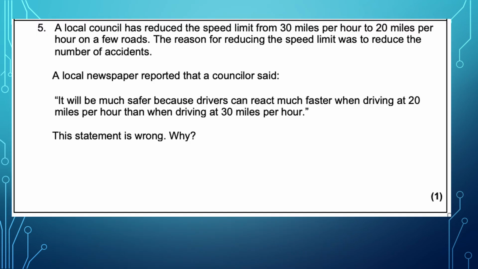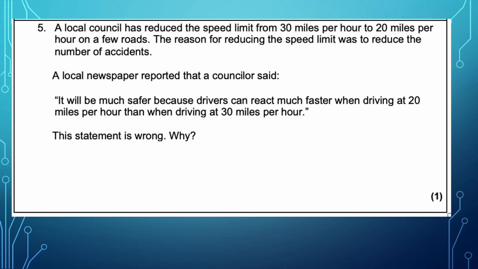And then getting to the last question, you have to read a little bit for this. It says that a local council has reduced the speed limit from 30 miles per hour to 20 miles per hour on a few roads. The reason for reducing the speed limit was to reduce the number of accidents. Good. A local newspaper reported that a councillor said it will be much safer because drivers can react much faster when driving at 20 miles per hour than when driving at 30 miles per hour. And this statement is wrong.